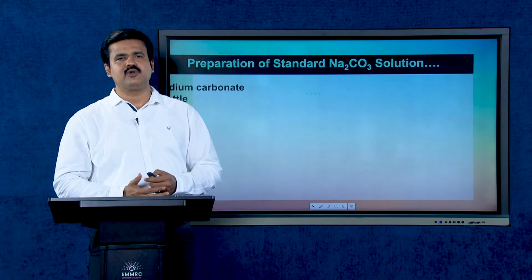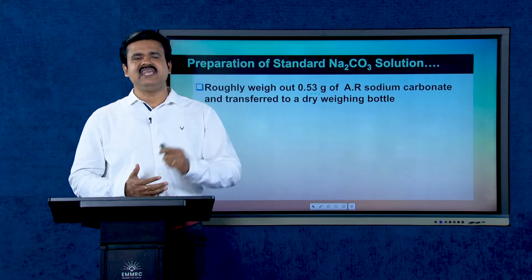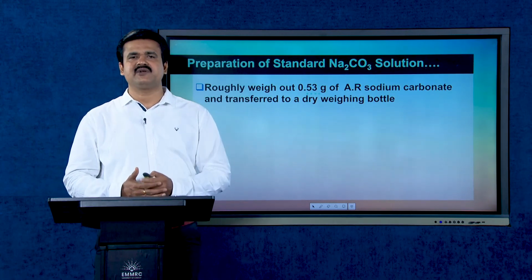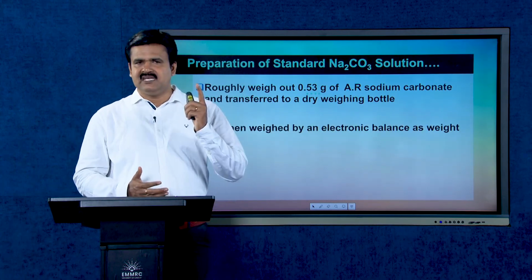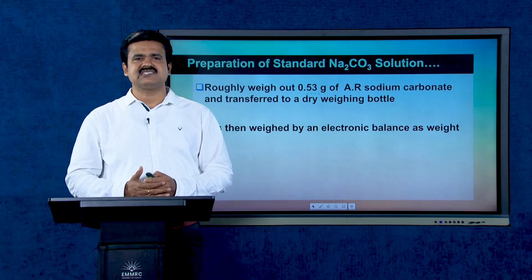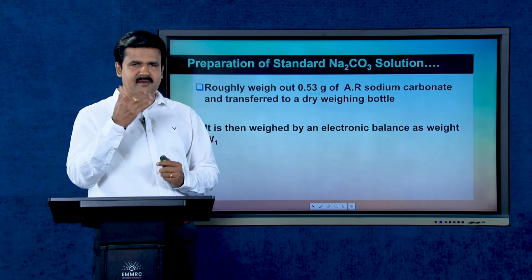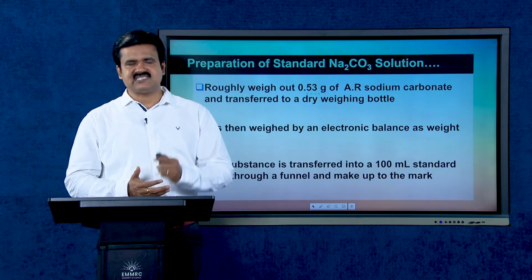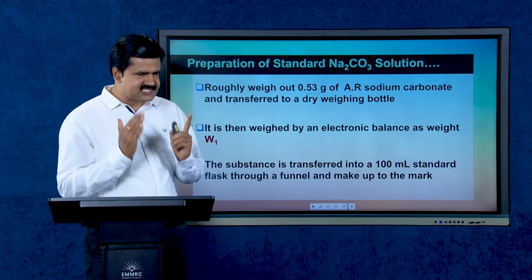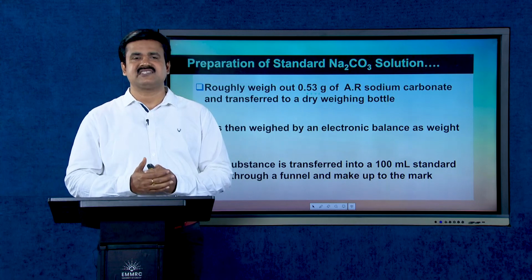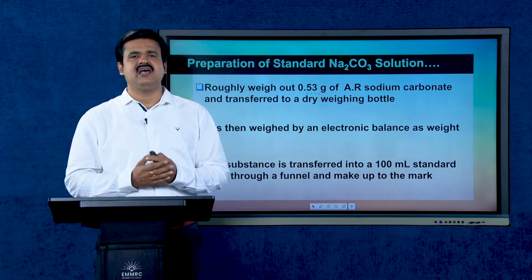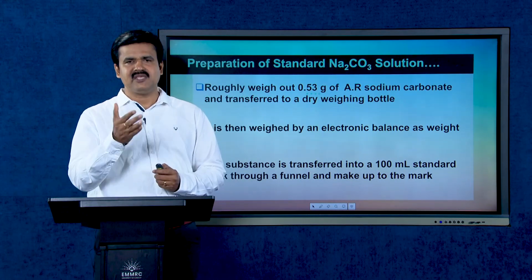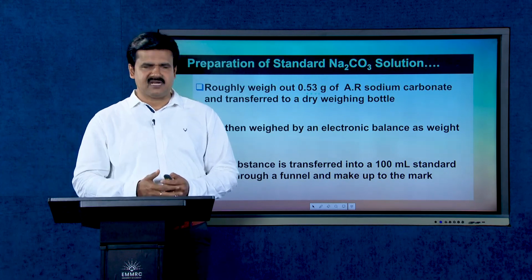Now, moving on to the experimental part, roughly weigh out 0.53 gram of AR sodium carbonate crystals and transfer it to a dry weighing bottle. It is then weighed by electronic balance as the weight W1. Remember, the weight W1 is the total weight of the weighing bottle and sodium carbonate. This sodium carbonate is now transferred to a 100 ml standard flask or volumetric flask through a funnel and made up to the mark. That means you have to prepare 100 ml solution using this weighed out sodium carbonate.